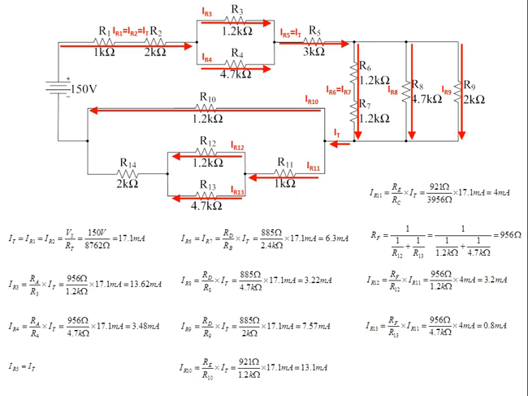This current then joins up together again and flows through R14, so we know that there's 4 milliamps of current flowing through resistor R14.